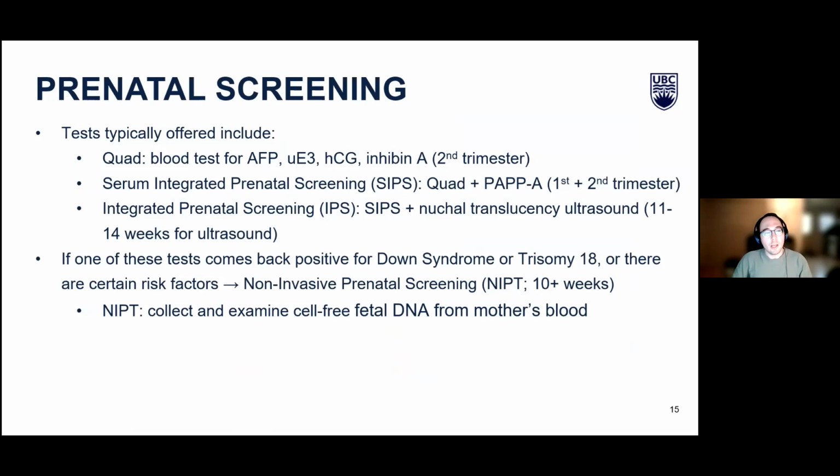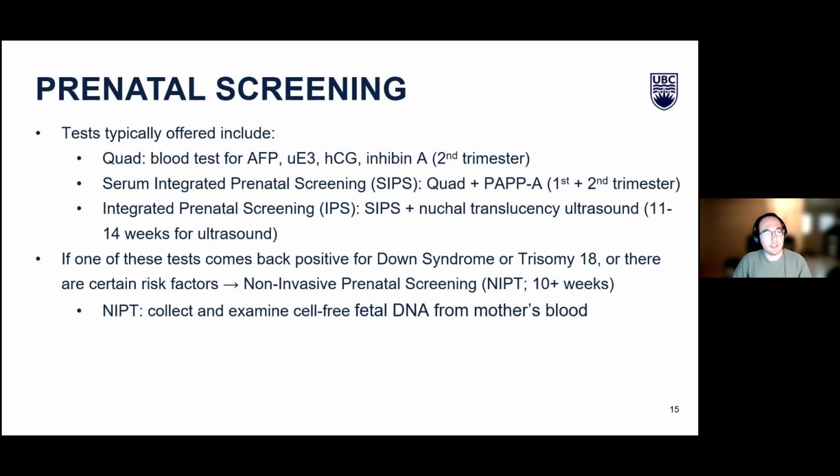All right. So what are we actually testing? What tests are we actually doing in prenatal screening? There's a few tests that are typically offered at first, and I'll just go through these. So one of them is called QUAD, and it's called QUAD because it's testing for 4 different molecules in the blood. And this is a blood test that will be done in the 2nd trimester.